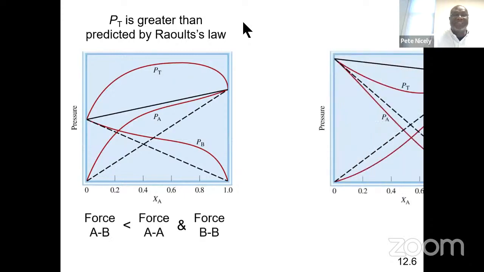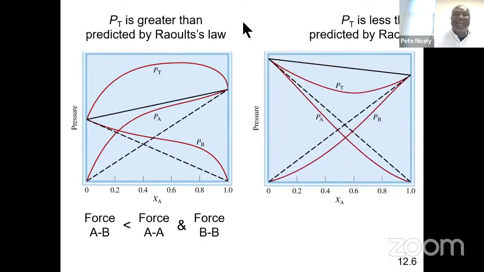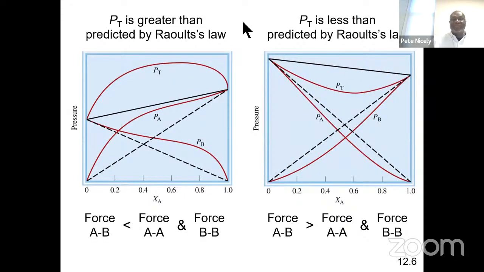So what I talked about in the previous slide was dealing with an ideal solution. Of course, not all solutions are ideal. We can have solutions that are non-ideal in a positive and negative way. So what do we mean by that? Well, there are some solutions where the vapor pressure above the solution is actually greater than the total vapor pressure of the components in the mixture, right? And that is demonstrated by the graph here on the left, all right?